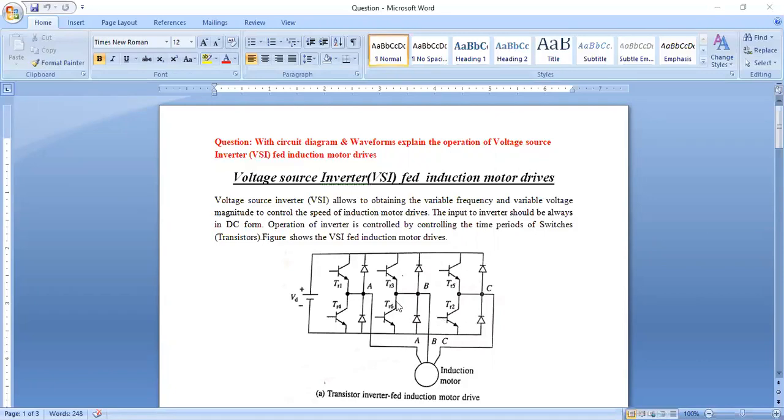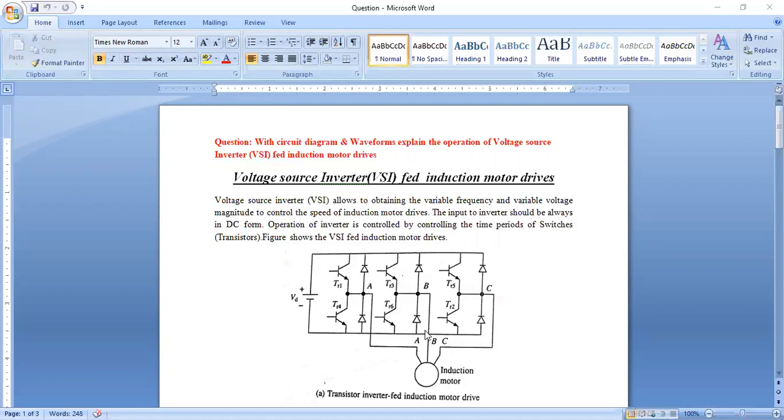It is giving variable voltage to the induction motor. It is providing variable frequency to the induction motor. That's why the main source for this controlled voltage is the inverter, and that's why we call it voltage source inverter fed induction motor drives.